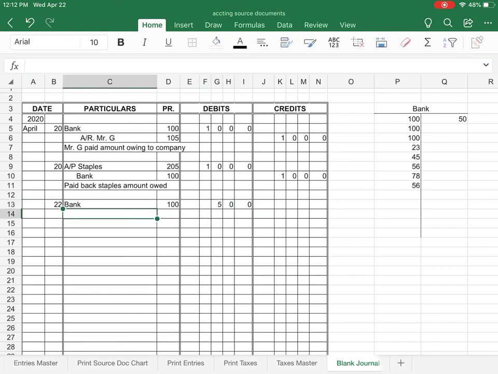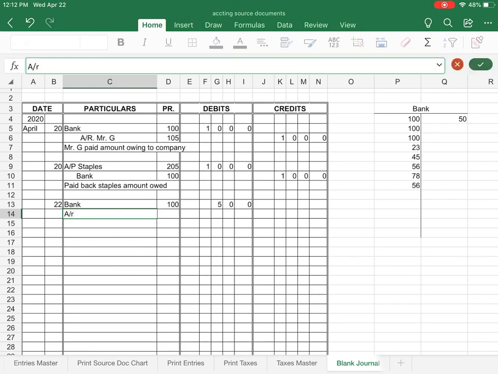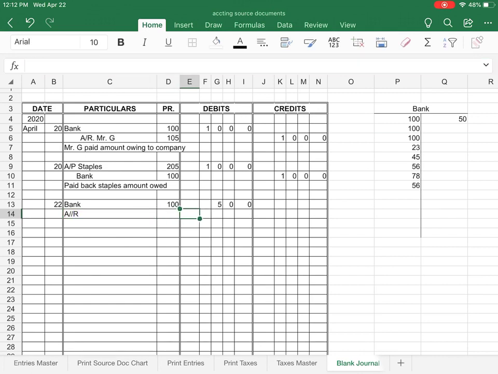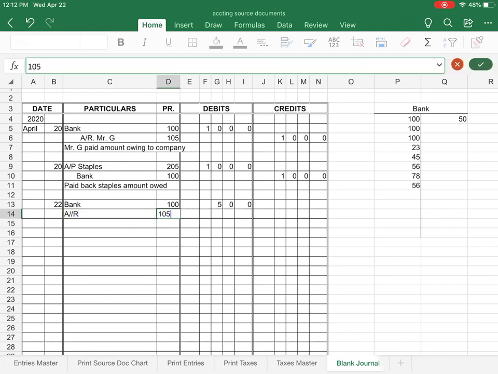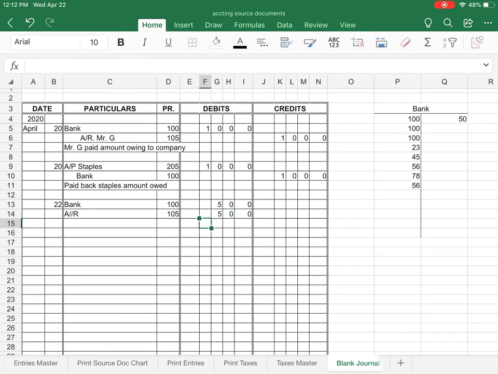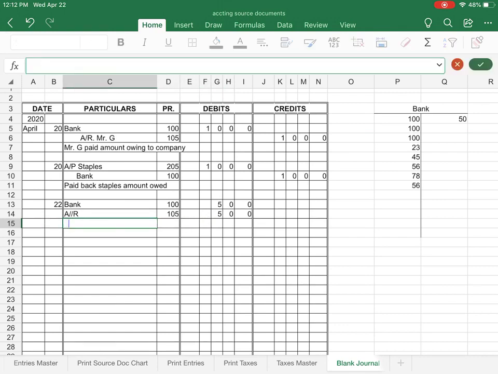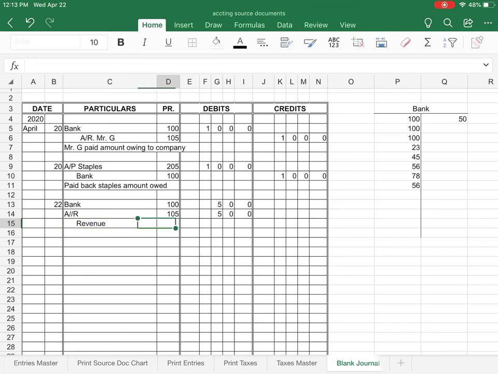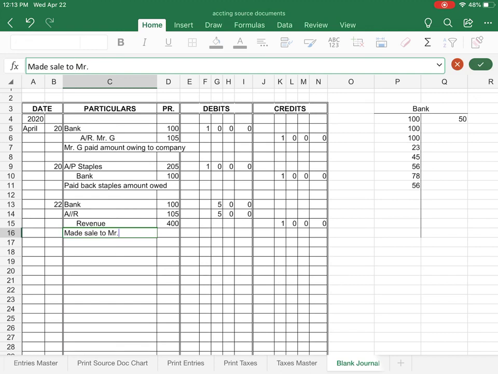Okay. And we'll now do another debit, so accounts receivable. And accounts receivable 105. Okay, that's for Mr. G, and we put that in here. Okay, and then now we're putting in the credit as revenue because we made a sale in this particular case. And we're going to put that in as 100. Okay. Made sale to Mr. G.